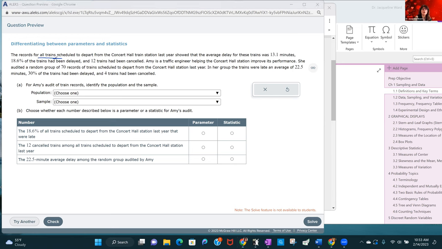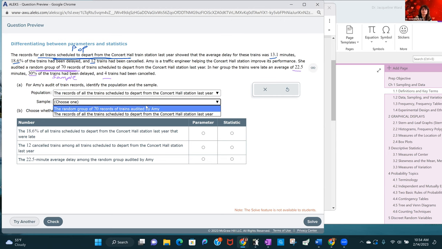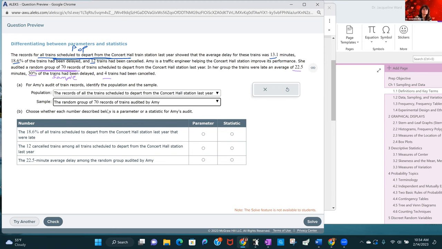Okay, so all the trains, that's the population. And all of those numbers associated with that are parameters. And then she audited a random group of 70, that's the sample. And all the other numbers are statistics that relate to that. Population, all the trains, the sample, just the record of 70. Right. And this is very real world stuff. She wants to help improve the performance. So she's going to look at maybe where there are problems.